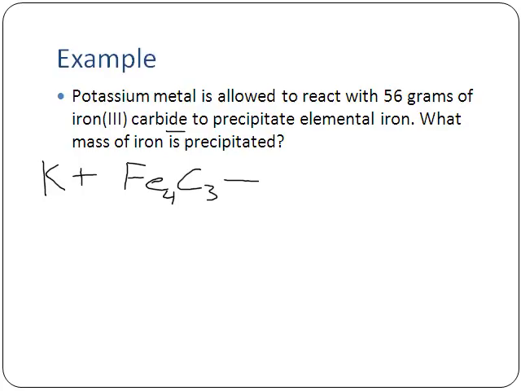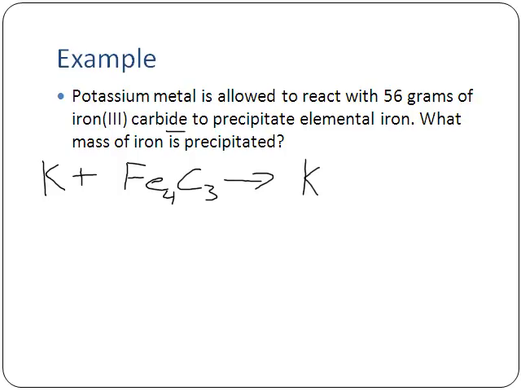This is element plus compound. A quick look at our predicting reaction products says that element plus compound can only be a single displacement. That means the potassium is going to come in here and take over what's left here. Our format is generally going to be, if we have element plus compound, compound plus element. So the potassium is going to react with the carbon. So we have potassium and carbon.